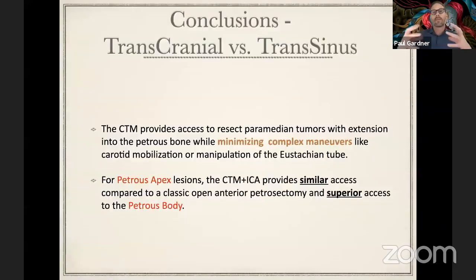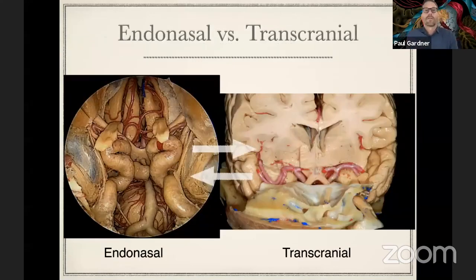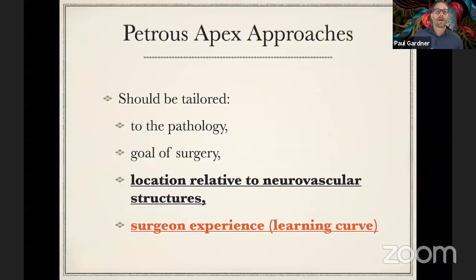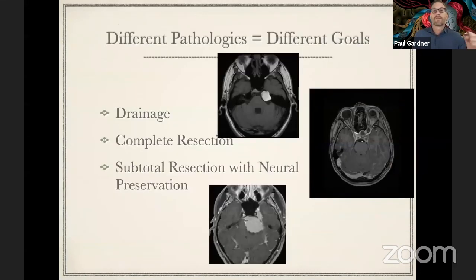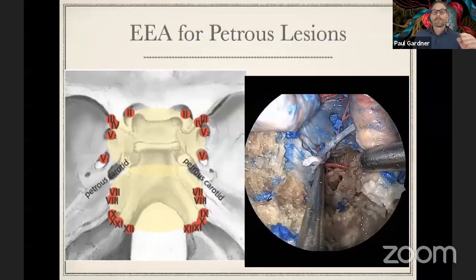But this really shows the complementarity of the two approaches, and understanding, just like Danny showed beautifully with endonasal versus anterior cranial approaches for the anterior cranial fossa, the same thing is true for the middle fossa. These two approaches really are complementary. It depends on their location relative to the neurovascular structures, but very importantly, it depends on the surgeon's experience. If I'm more comfortable with a certain approach, farther along in my learning curve, I'm more likely, and should be more likely, to choose that approach. Again, different pathologies also have different goals, and that should help determine our approach as well.